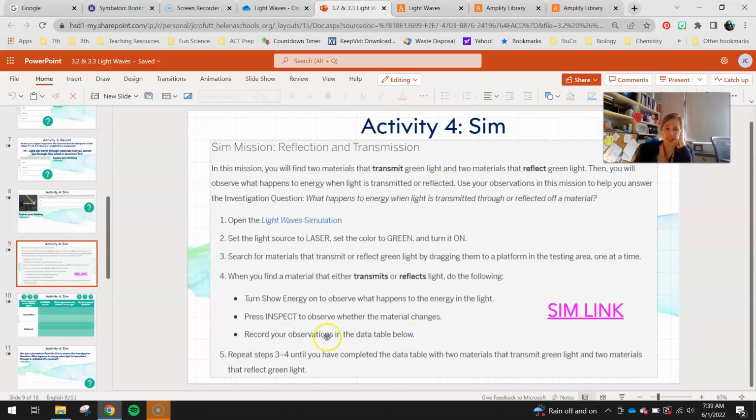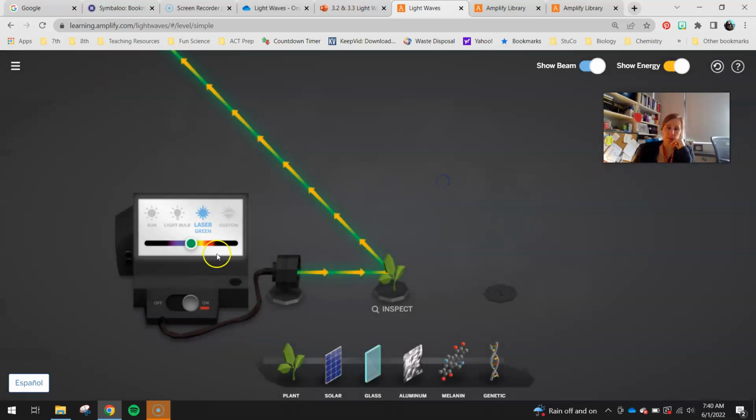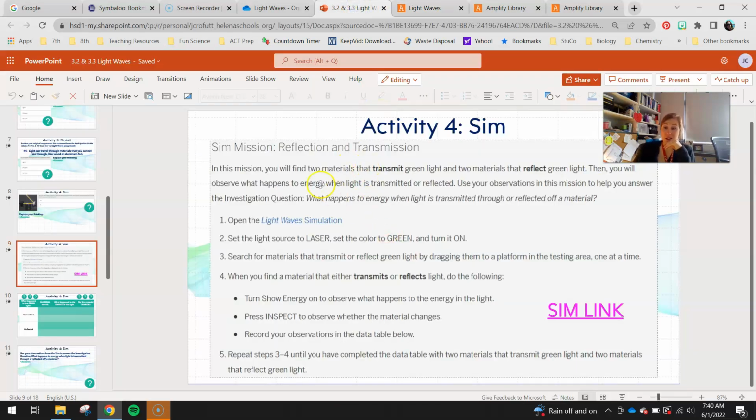And then record your observations in the data table on the next slide. And then repeat steps 3 through 4. So you guys are going to test the rest of these objects until you find something that reflects, another one that reflects and another one that transmits, and then 2 more that transmit.